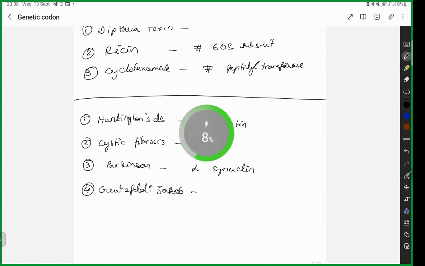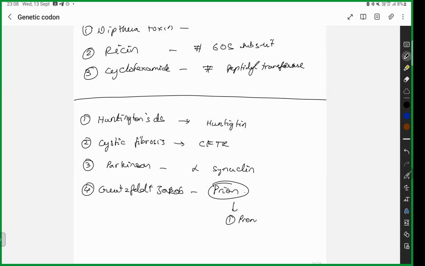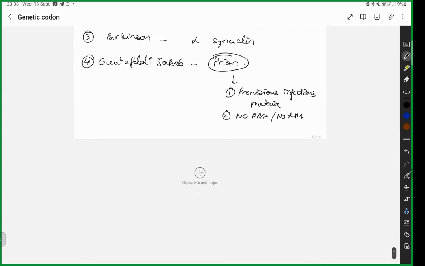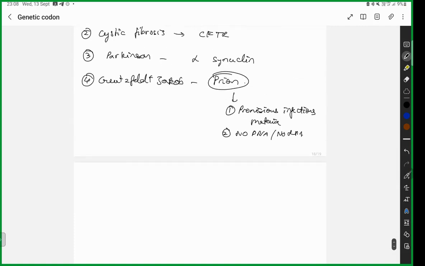Okay, there we will be reading Creutzfeldt-Jakob is nothing but prion disease. We call it prion disease. What is this prion? Remember, prions are proteinaceous infectious material. It's an infectious material, and it has no DNA or RNA. So there is no DNA or no RNA in this. So this can lead to certain disease that is called your prion disease.